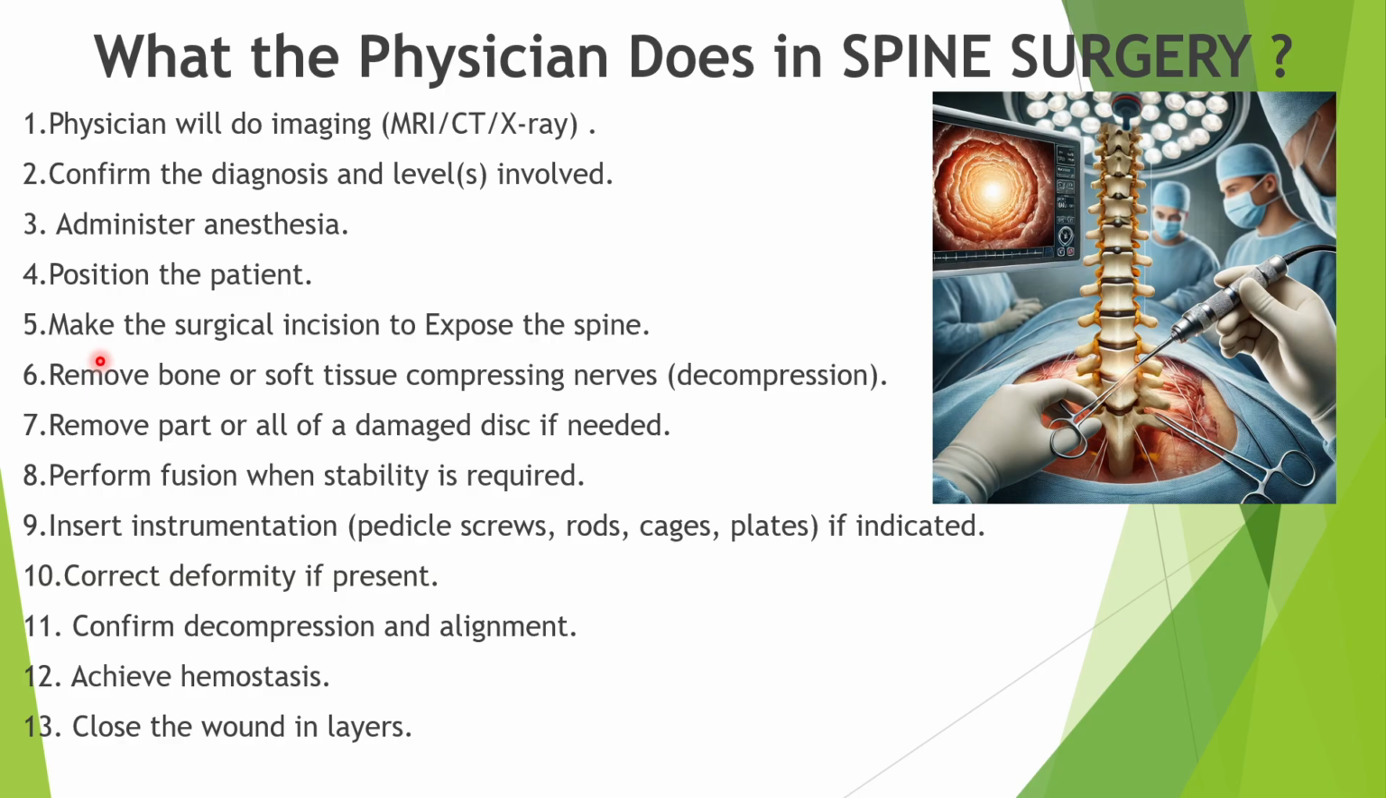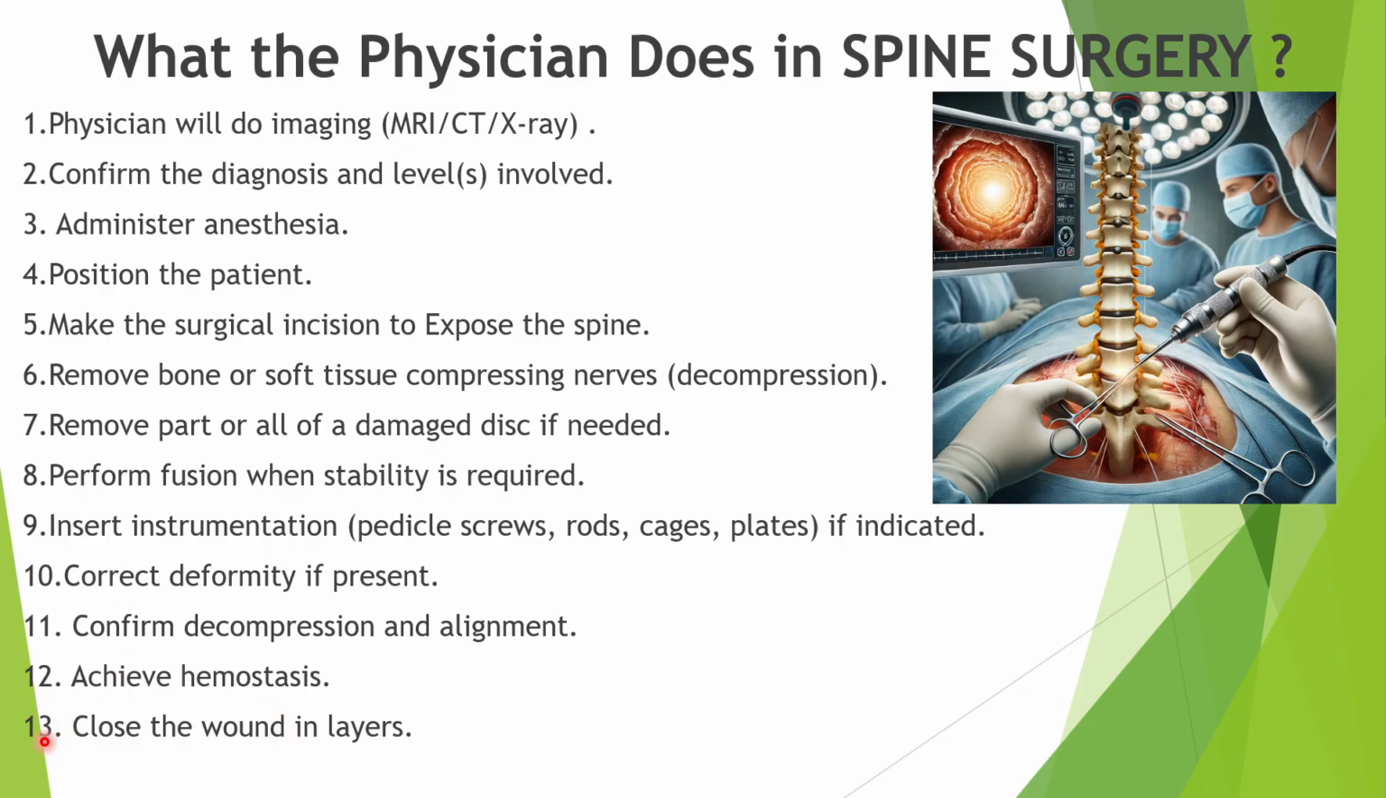Then he will position the patient and make the surgical incision to expose the spine, and remove the bone or soft tissue compressing the nerves, which is known as decompression. After that, he will remove the damaged disc if needed, sometimes perform fusion when stability is required, and insert instrumentation like pedicle screws, rods, cages, and plates if needed. He corrects the deformity if present, confirms the decompression and alignment, and after that he will achieve hemostasis and close the wound in layers.